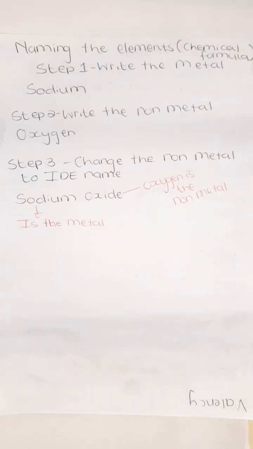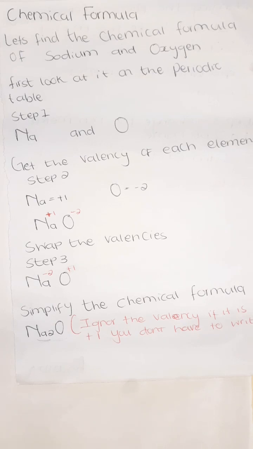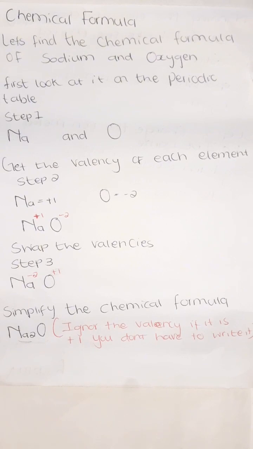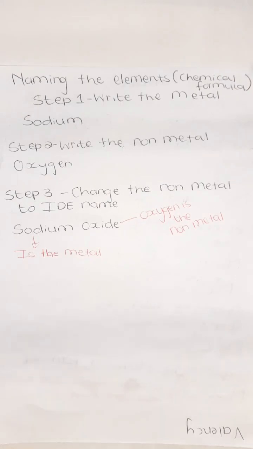Let's name a chemical formula. You are given a chemical formula and you are asked to give it a name. In this example, we will have to name this chemical formula. The Na stands for sodium and O stands for oxygen. Step 1, you go on your periodic table, identify the different elements and write them down.